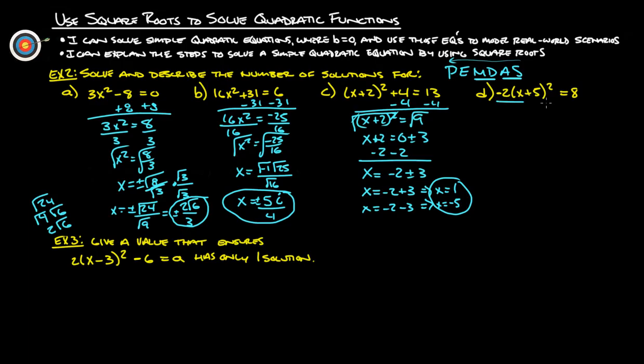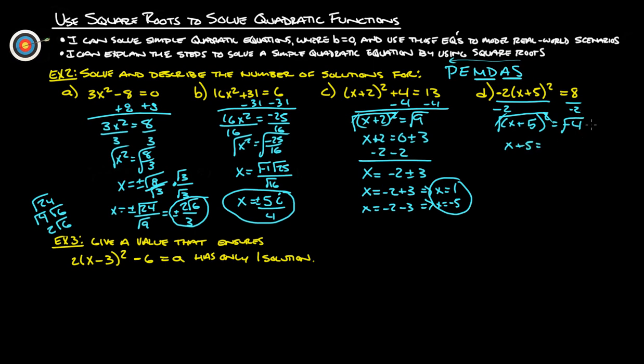Nothing to add or subtract, but we can divide both sides by negative 2, and we get x plus 5. Oops, that does not look like a 5. That looks like a 3. X plus 5 squared equals negative 4. Next thing we got to do is get rid of the square. So we got to square root both sides. Those cancel, and we get x plus 5 equals.